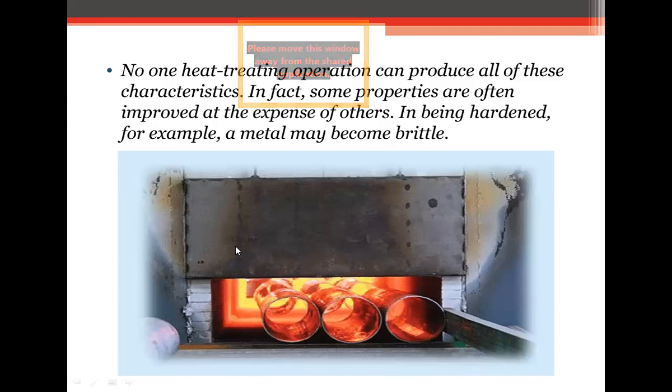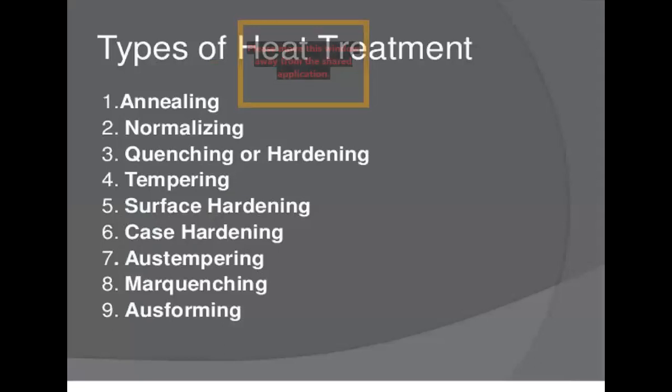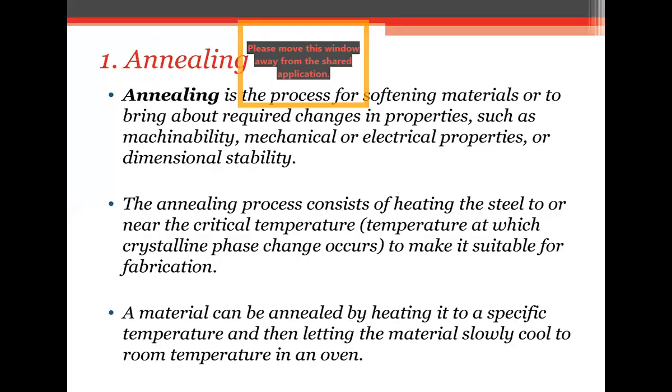Now, in this diagram, you can see how you can give the heat treatment to a metal. Next one is types of heat treatment process. In your study, there are 6 heat treatment processes. First one is annealing, then normalizing, quenching or hardening, tempering, surface hardening, and case hardening.